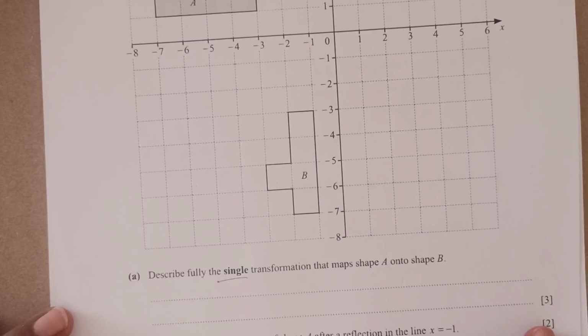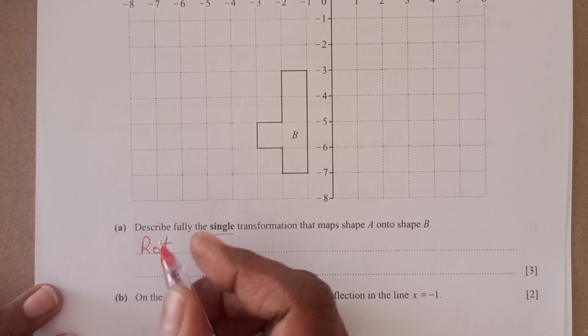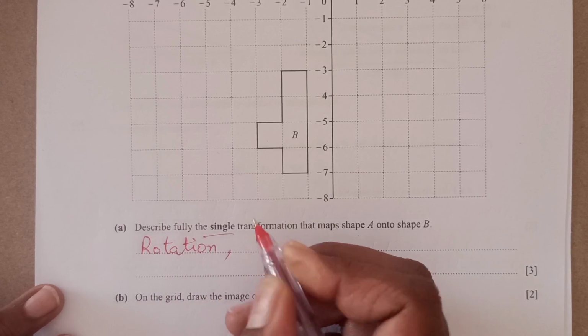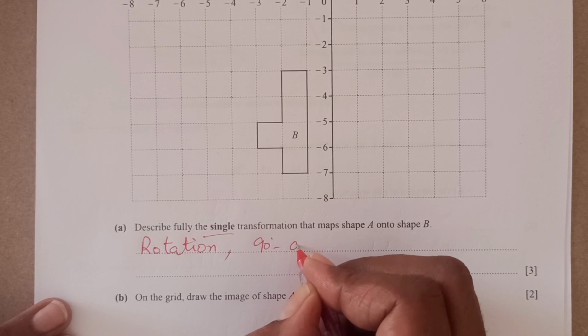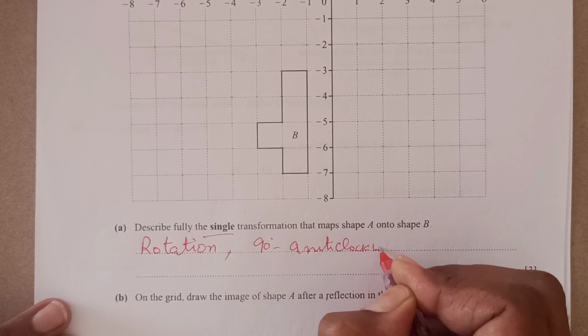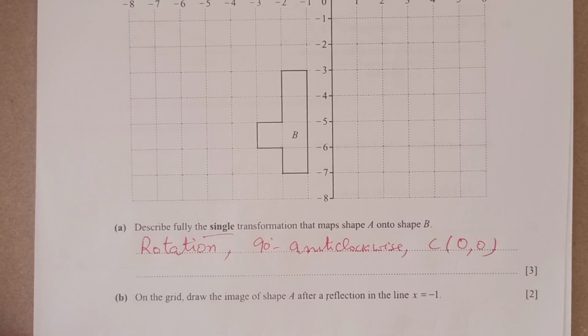First of all, there are 3 marks, you see. So we need to write the 3 possible reasons and components. It's a rotation which is 90 degrees anti-clockwise, and the center is 0, 0, right?